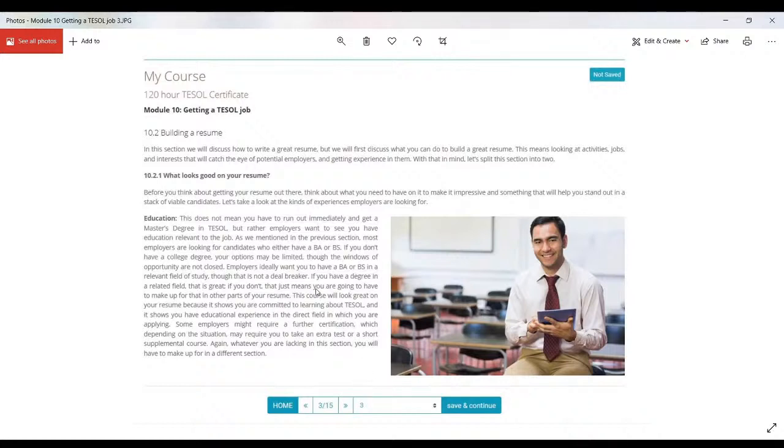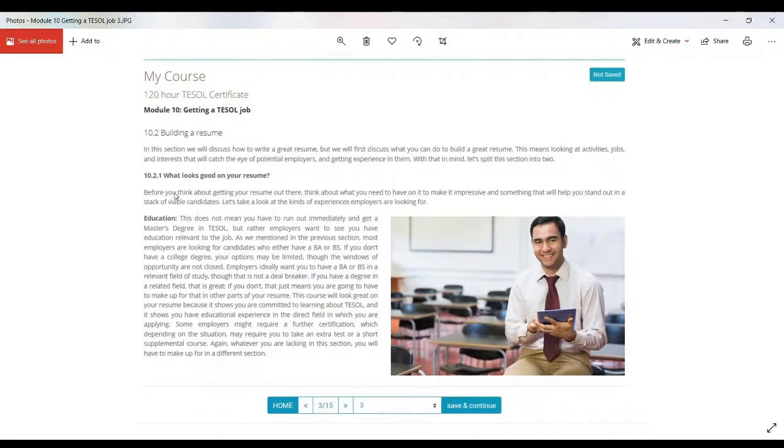Next part is building a resume. In this section, we will discuss how to write a great resume. But we will first discuss what you can do to build a great resume. This means looking at activities, jobs, and interests that will catch the eye of potential employers and getting experience in them. With that in mind, let's split this section in two.